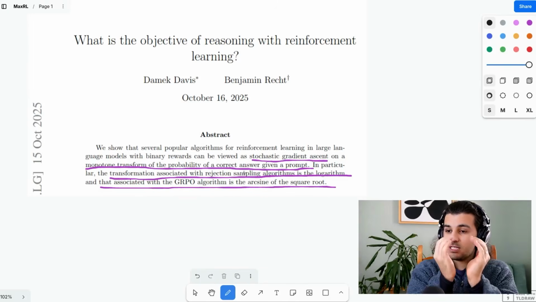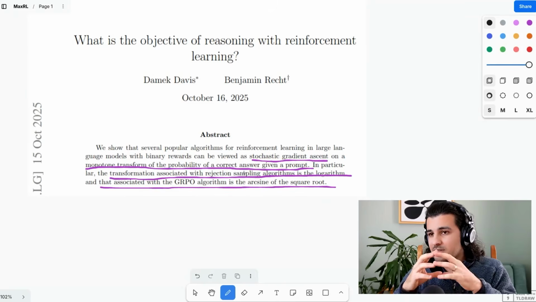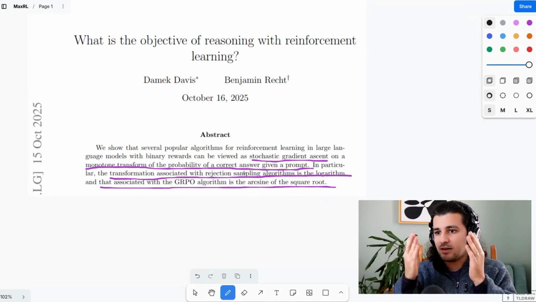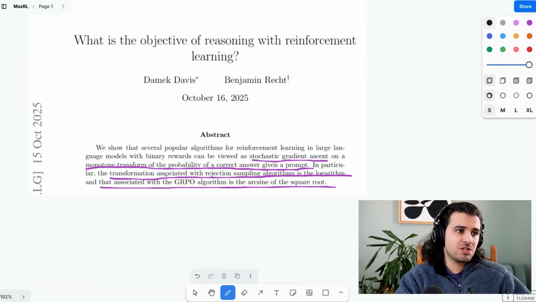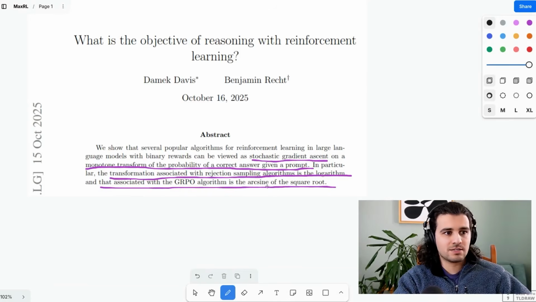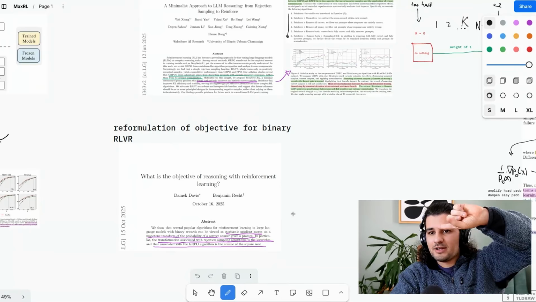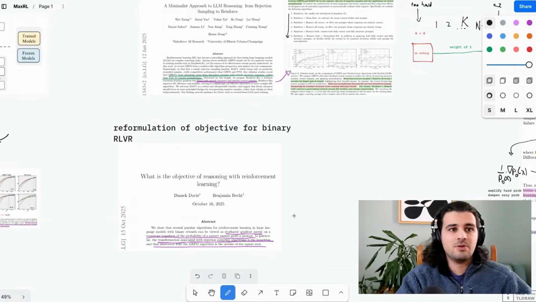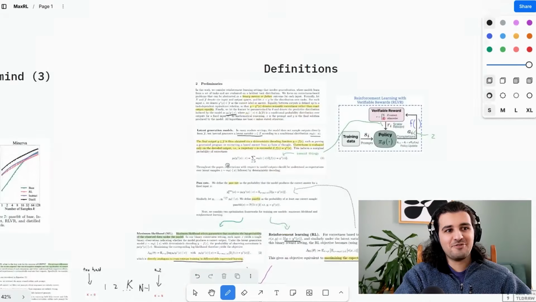For GRPO, it's a specific formula, right? It's arcsine of whatever. For MaxRL, or just maximum likelihood in general, it's the log of the probability of a correct answer. And the transform associated with the rejection sampling algorithm is the logarithm. So rejection sampling is like maximum likelihood here, and the one associated with the GRPO algorithm is the arcsine of the square root. So just keep that in mind because this will pop up afterward, and this is a result that is shown in this paper. You should also check it out. Pretty good one. So yeah, this is it. You have everything. You're well equipped.